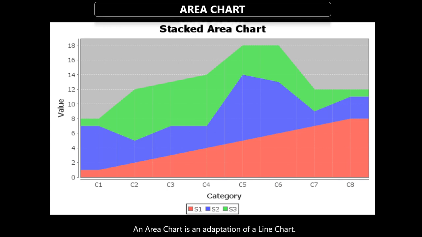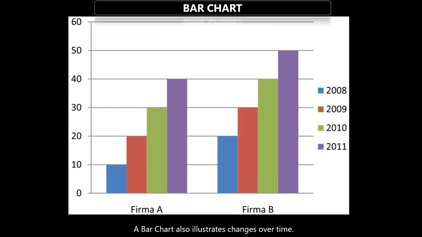The color fill for the area under each line should be somewhat transparent so that overlapping areas can be discerned. A bar chart also illustrates changes over time. But if there is more than one variable, a bar chart can make it easier to compare each variable's data at each moment in time. For example, a bar chart could compare the company's sales from this year to last year.